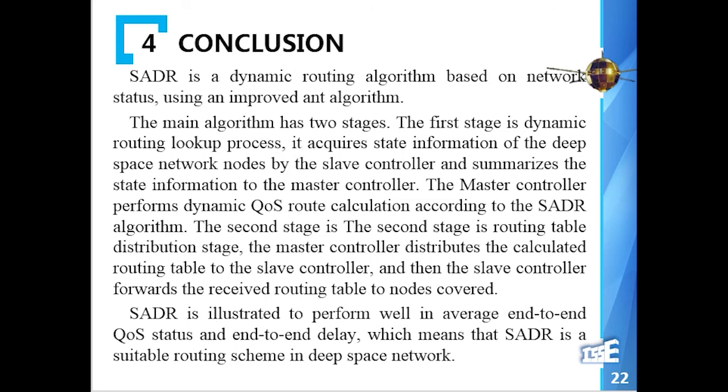It acquires state information of the deep space network nodes by the slave controller and summarizes the information to the master controller. The master controller performs a dynamic QoS route calculation according to the SADR algorithm. In the SADR routing table distribution stage, the master controller distributes the calculated routing table to the slave controller, and then the slave controller forwards the received routing table to the nodes covered. Finally, the simulation result shows that SADR has better performance in end-to-end path QoS state value and end-to-end average delay.